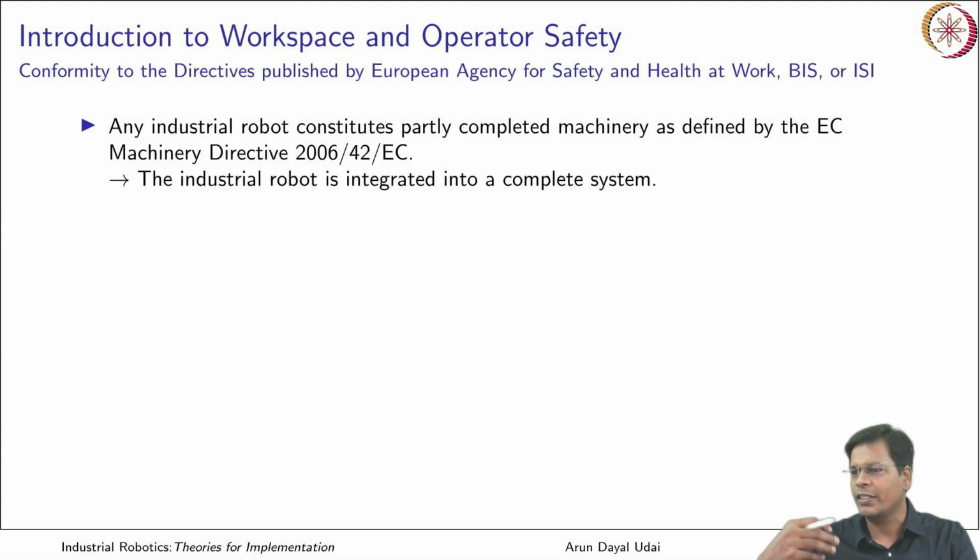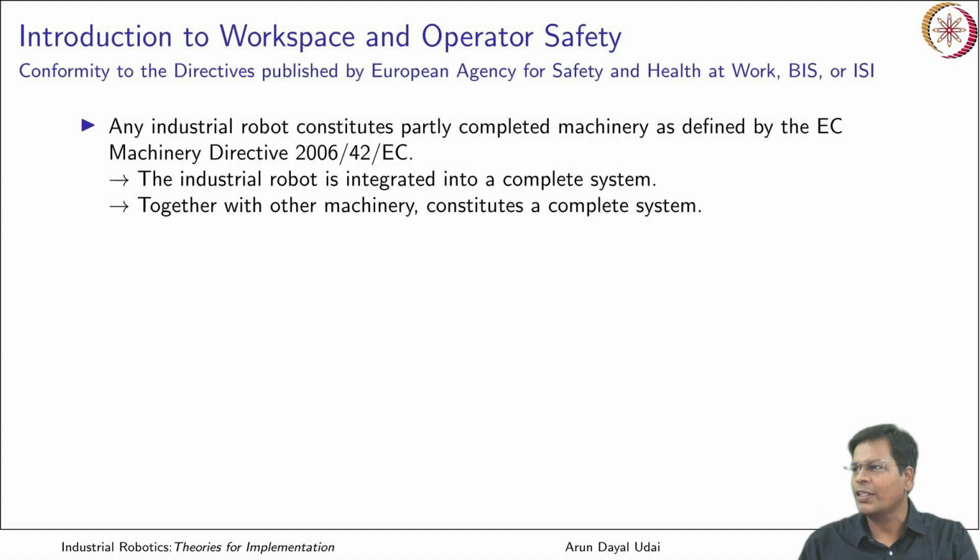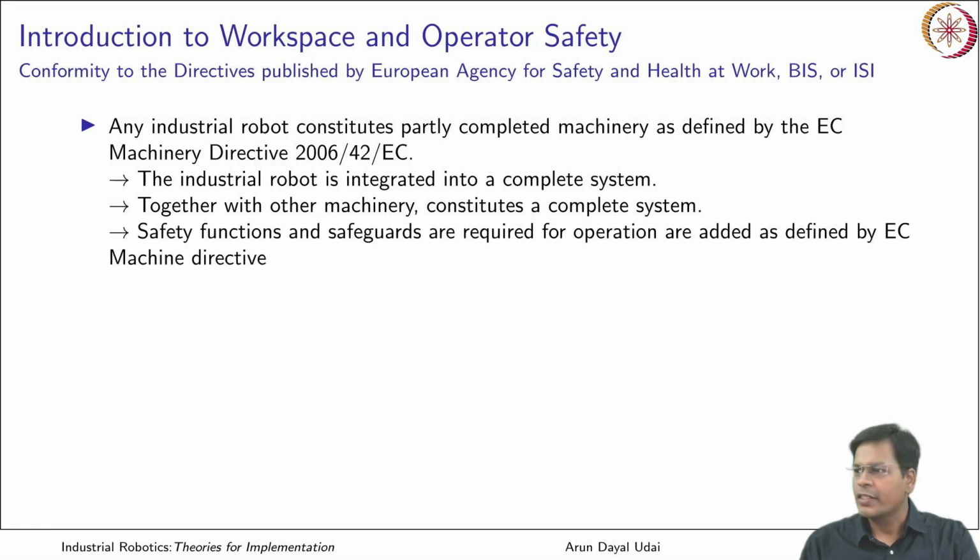Similar in the case of any welding system, it can be a painting system, it can be anything. Even a simple gripper is to be there. So as such, it is not a complete machinery. Together with other machinery, it constitutes a complete system. Safety functions and safeguards required for operation are added as defined by the EC Machine Directive.